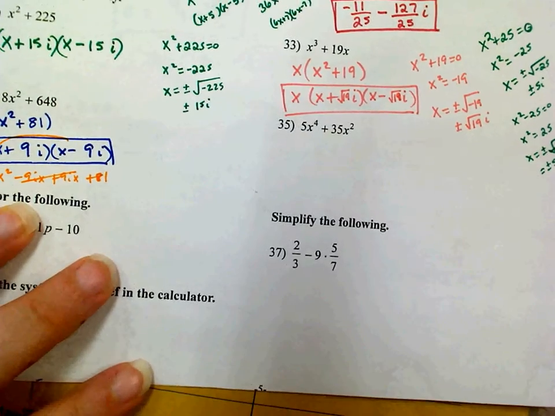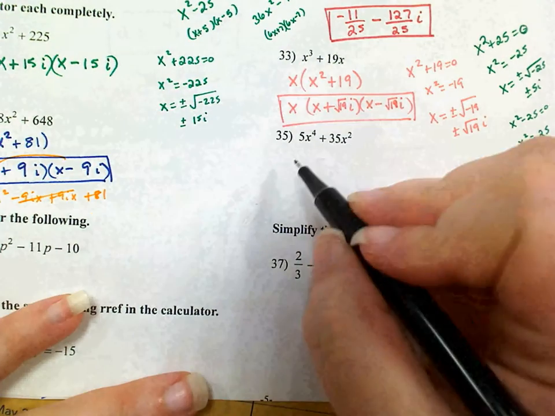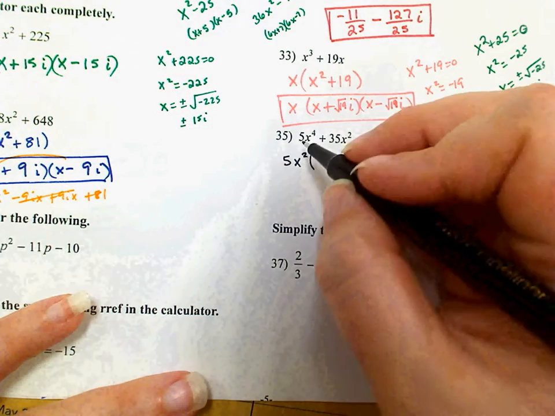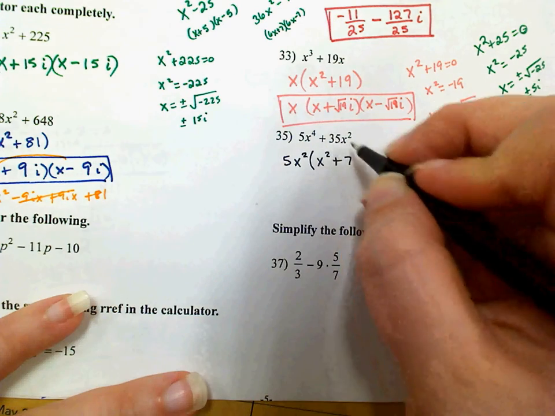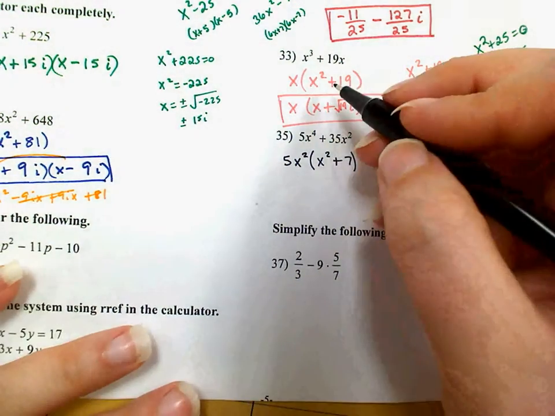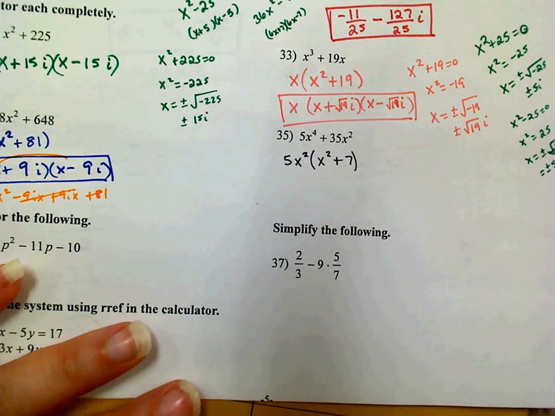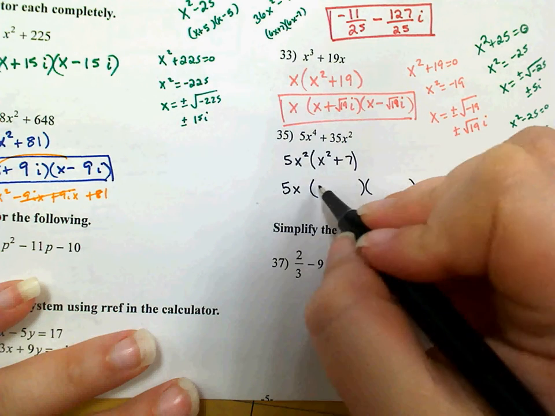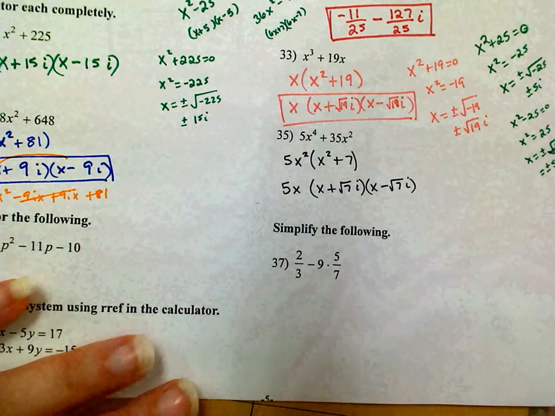So number 35. Okay, 5 is a factor of 5 and 35, so I'm going to factor out a 5. And there are at least 2 x's in each, so I'm going to factor out 5x squared. I'm left with, the 5 is gone, x squared is gone, so I'm left with 2 x's. 35 divided by 5 is 7, and the x squared is gone. Okay, so this is similar to this one right here. 19 is not a perfect square. 19 is prime, in fact, so it's just the square root of 19. So this one right here, I've got 5x squared times x plus the square root of 7i, x minus the square root of 7i.